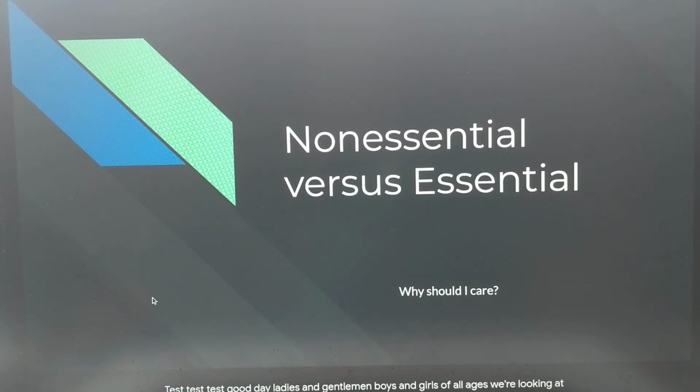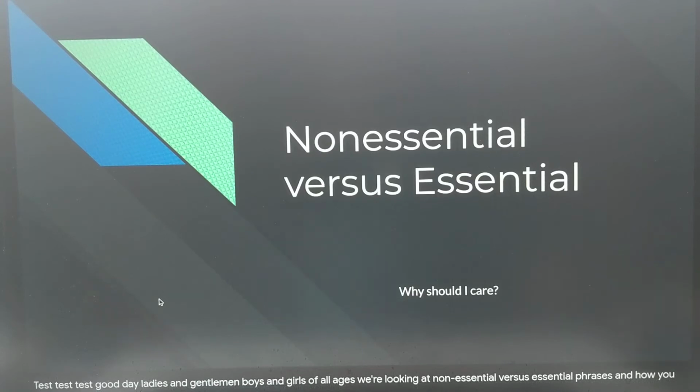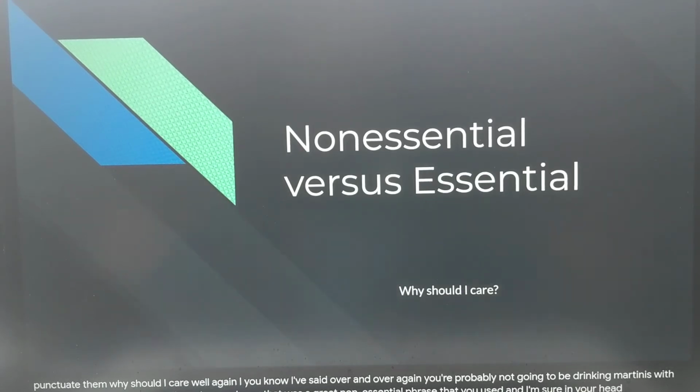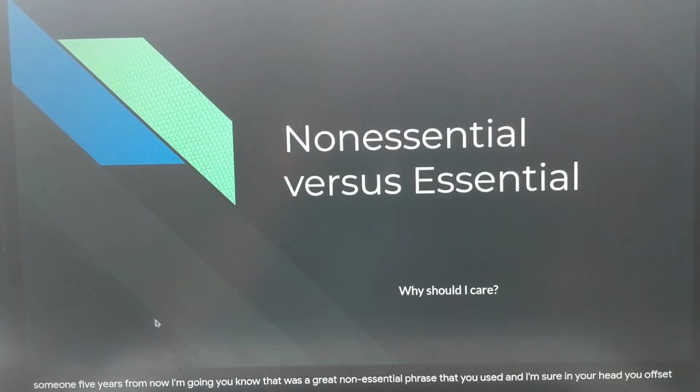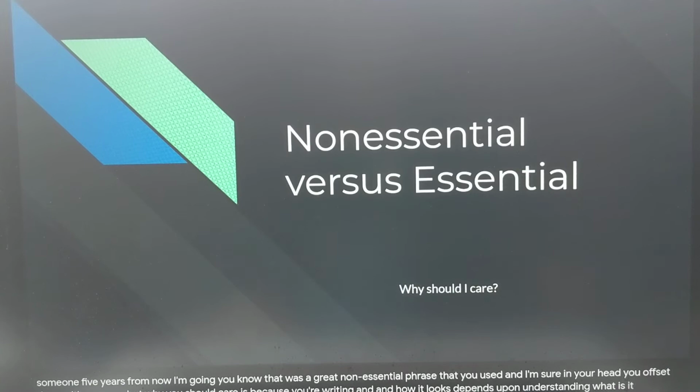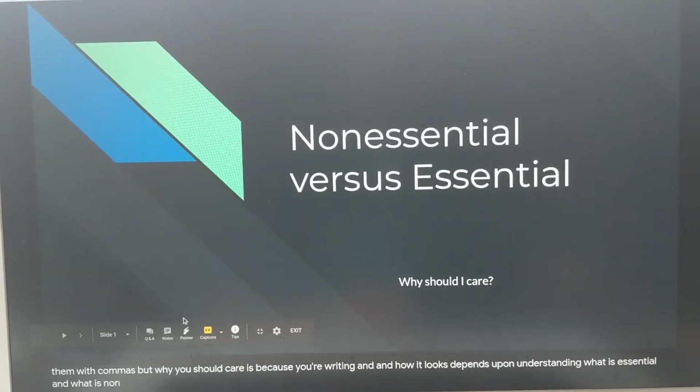We're looking at non-essential versus essential phrases and how you punctuate them. Why should I care? Well, again, I've said over and over again, you're probably not going to be drinking martinis with someone 5 years from now and going, "That was a great non-essential phrase that you used," and I'm sure in your head you offset them with commas. But why you should care is because your writing and how it looks depends upon understanding what is essential and what is non-essential.